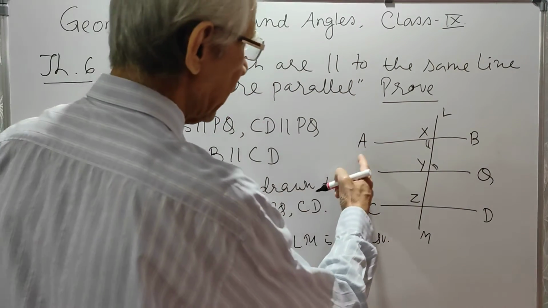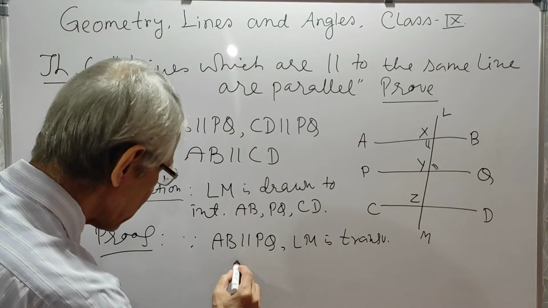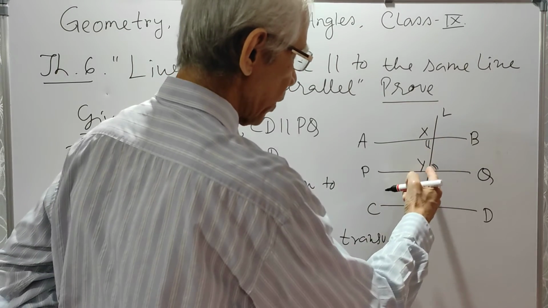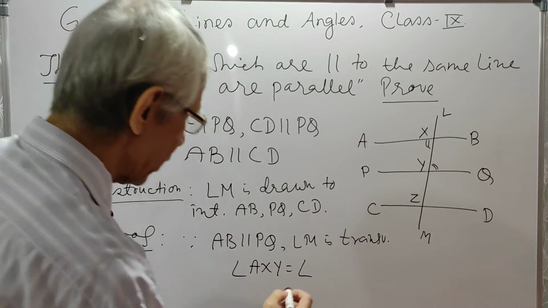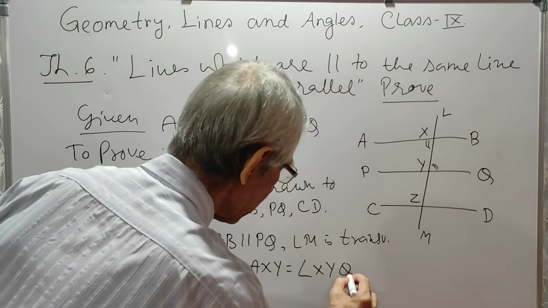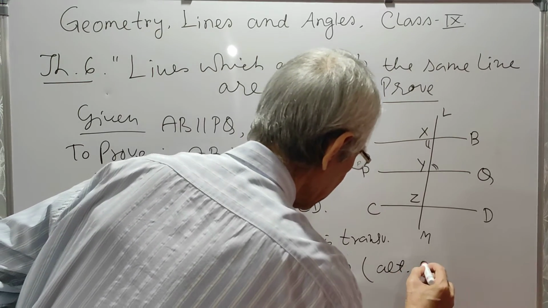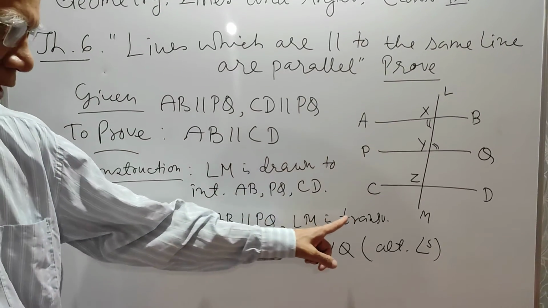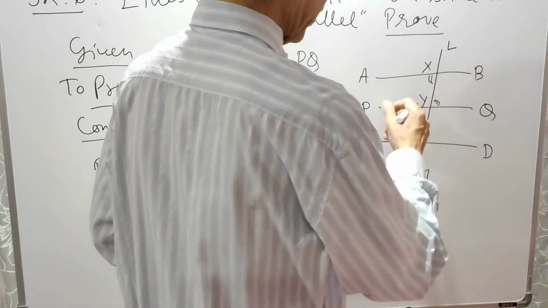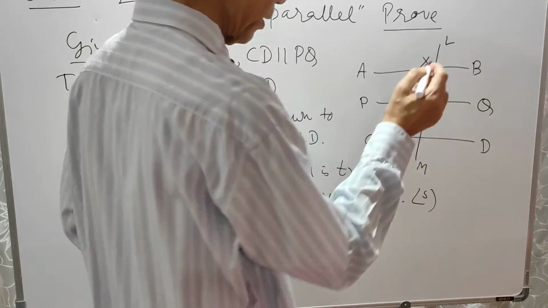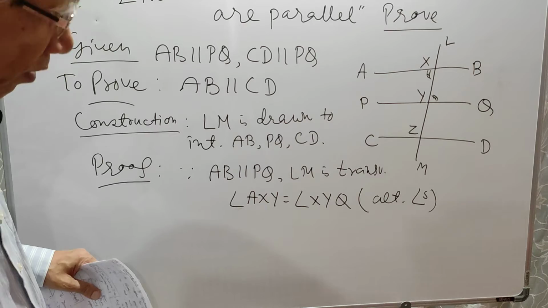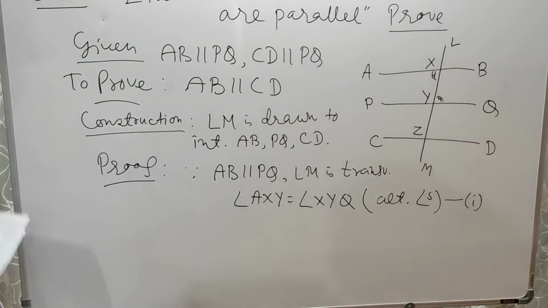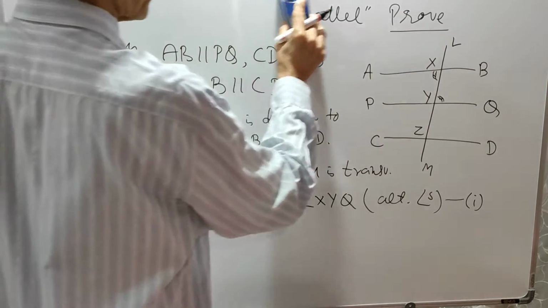Which two are equal? Angle AXY must be equal to angle XYQ. What reason? Alternate angles. Since these two lines are parallel and LM is a transversal, these two must be equal because they are alternate angles. Okay. Now suppose we call it equation 1. Sometimes you have to mark this way.